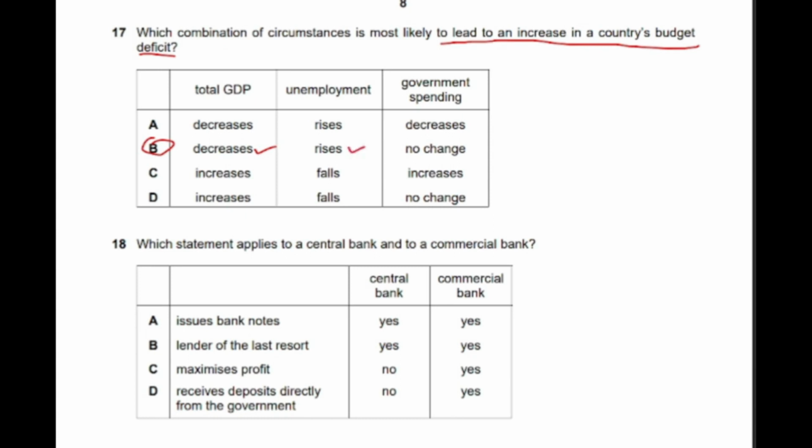Unemployment is rising, right? If unemployment rises, then again it may cause a budget deficit because government will have to pay more unemployment benefits to these unemployed people. Government spending, there should be no change.